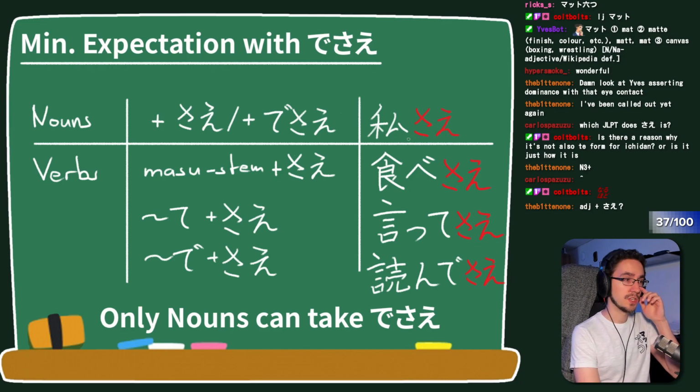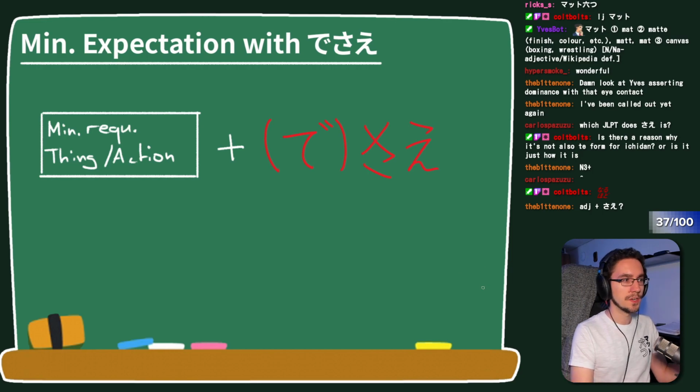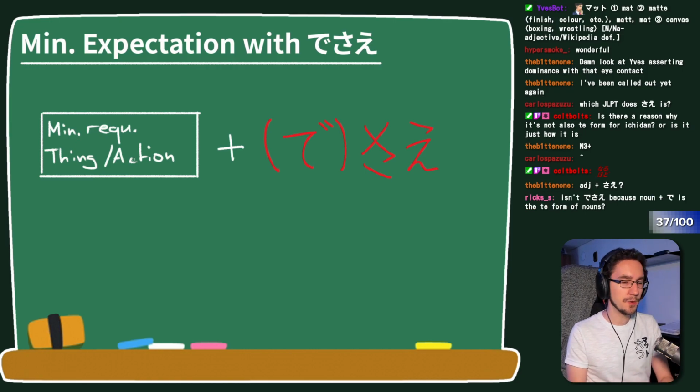Adjective sae. Generally, you wouldn't use it for adjectives, and we're going to talk a little bit about why that is in the next slide. So let's see. Can get rid of this, and we're going to look at this. So what is sae, right? Like, what does it even do? Generally, sae will mark a minimum required thing or action.